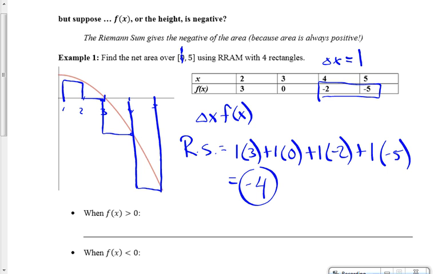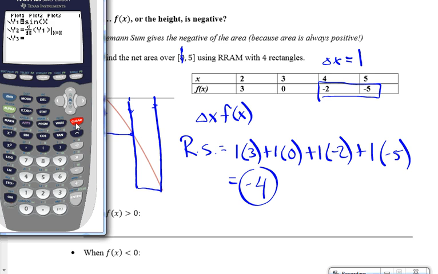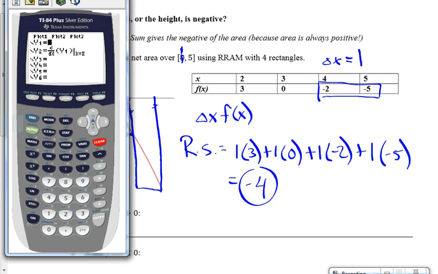Okay. And yesterday we introduced the idea that a Riemann sum approximates a definite integral, right? So I want to show you this really briefly, and I think this will make things make a little bit of sense. I'm going to graph the sine curve. And I'm going to use the calculator to find the area under the sine curve. What's the area under the sine curve from 0 to 2 pi?